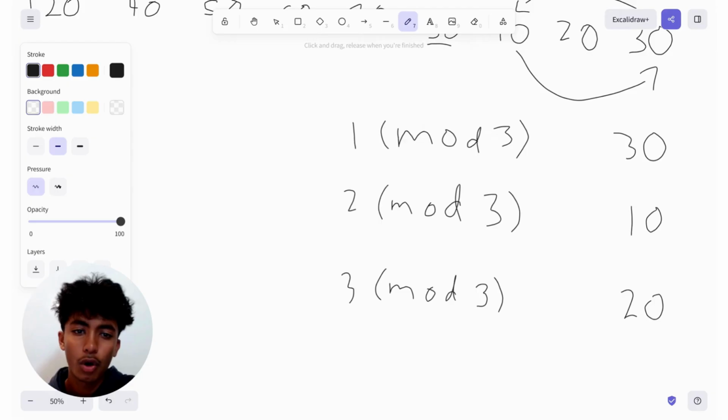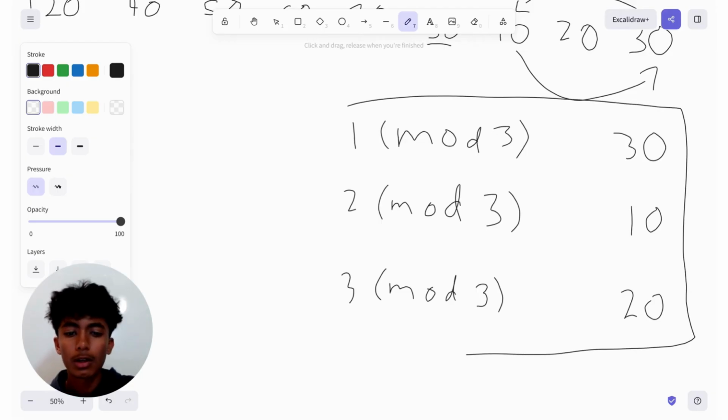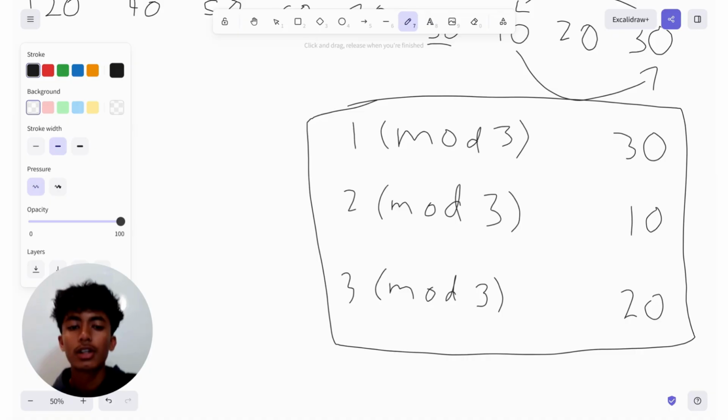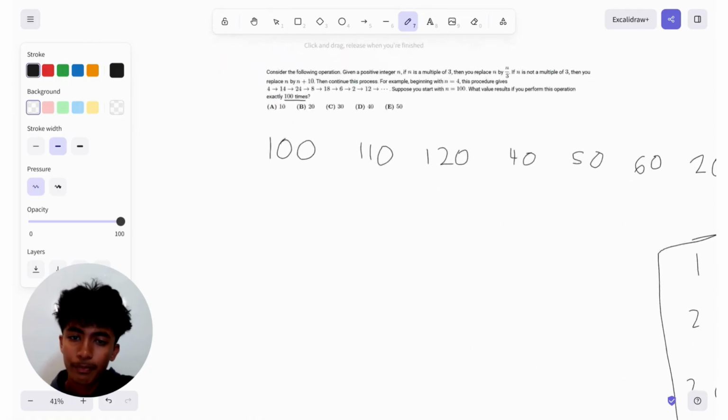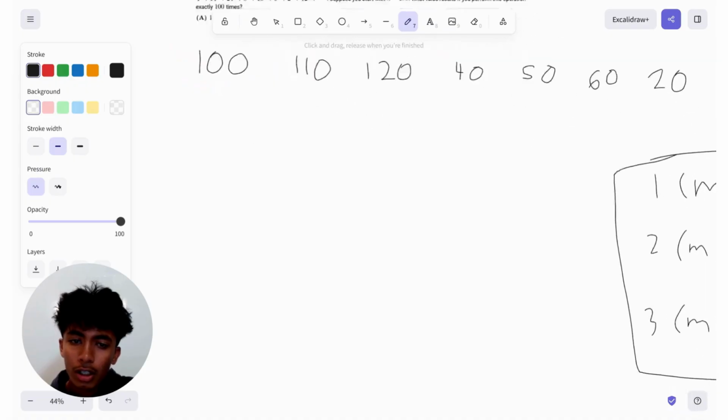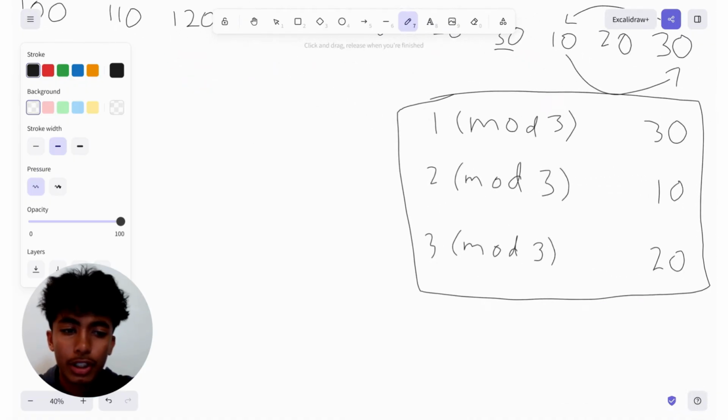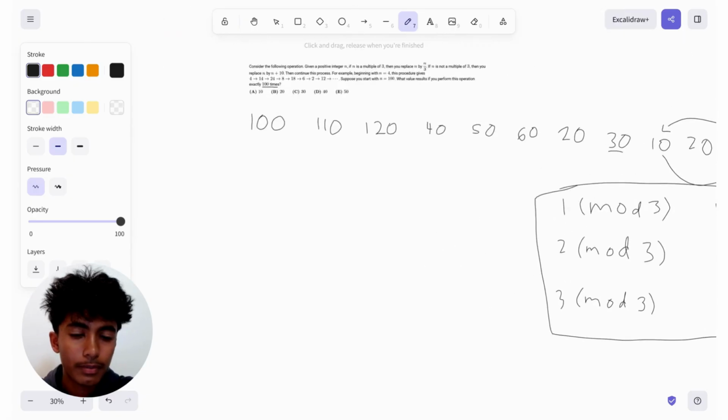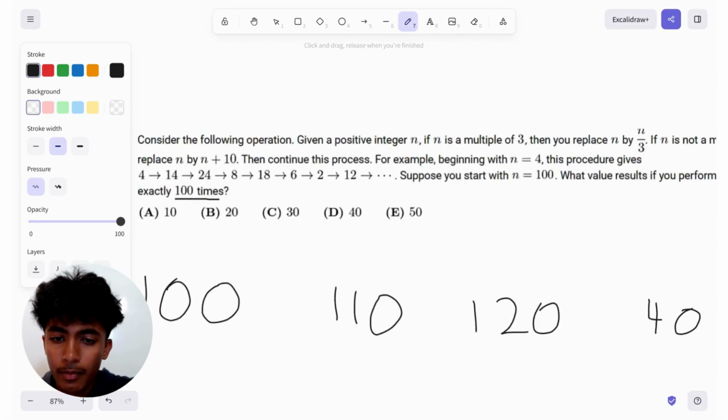So now that we know the following, we can just plug in 100 to figure out what our answer is. So 100 mod 3 is 1. So that means that our answer is 30, which is C.